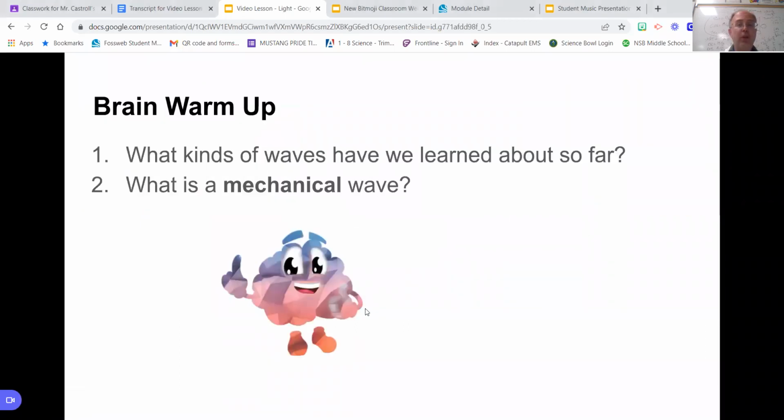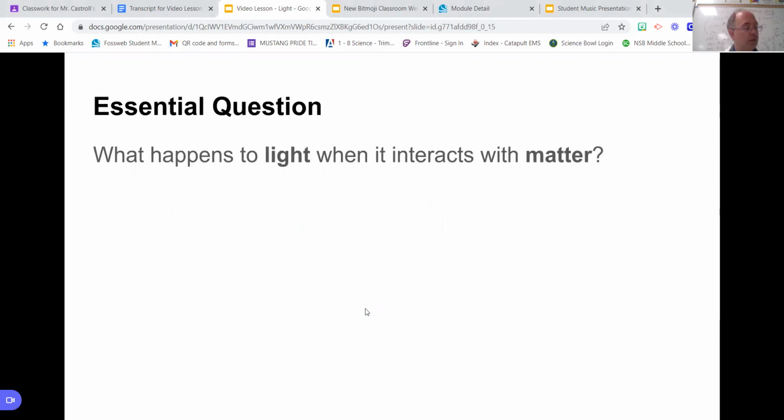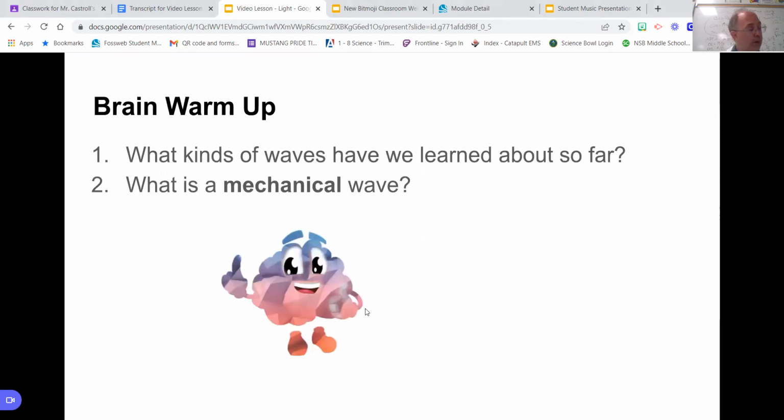What kind of waves have we learned about so far? And what is a mechanical wave? Pause, please. So what you should have come up with, you should have written things like sound and ocean waves and maybe earthquake waves, though we didn't talk about them too much. And also please remember that a mechanical wave specifically is a wave that requires a medium to travel. That's matter that the wave travels through.